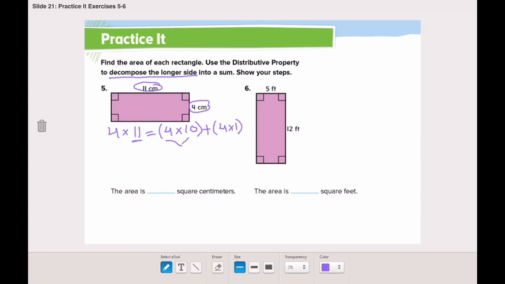4 multiplied by 10, 40, plus 4 multiplied by 1, 4. 40 plus 4, 44. So the area is 44 square centimeters. Now go and solve number 4 and number 6, and don't forget to show me your steps in number 6.